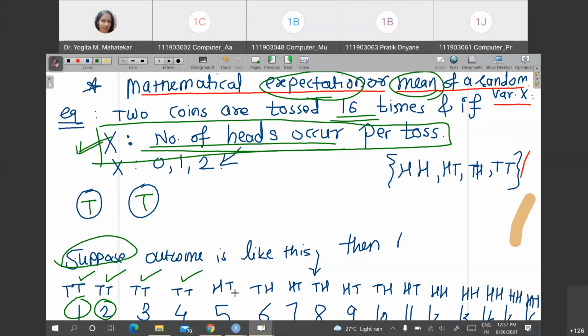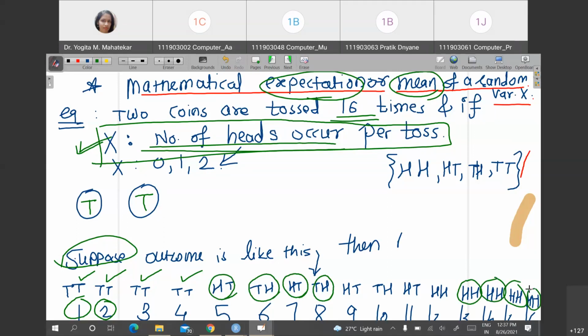On the fifth toss you get HT. Sixth toss, you get TH. Seventh toss, HT. Eighth toss, TH, like that. Till the 13th toss, you will get HH, HH, HH, HH. So this is how my experiment is performed, and I am getting this kind of outcomes in the 16 tosses.